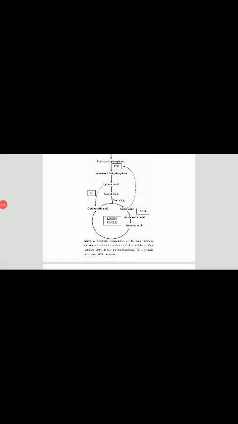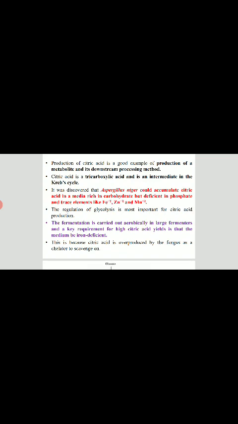Well, in our previous classes when we discussed the citric acid cycle, you know very well that there was the formation of citric acid from acetyl CoA, and then it was converted into isocitrate. So it is an intermediate molecule in that process. Other than this, it was discovered that Aspergillus niger could accumulate citric acid in a medium rich in carbohydrate but deficient in phosphate and trace elements like iron, zinc, and manganese.